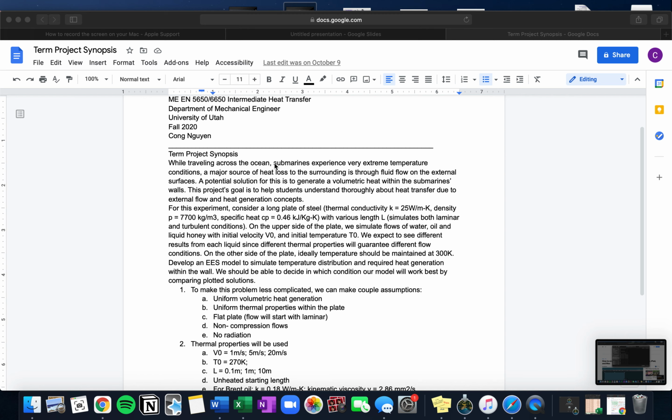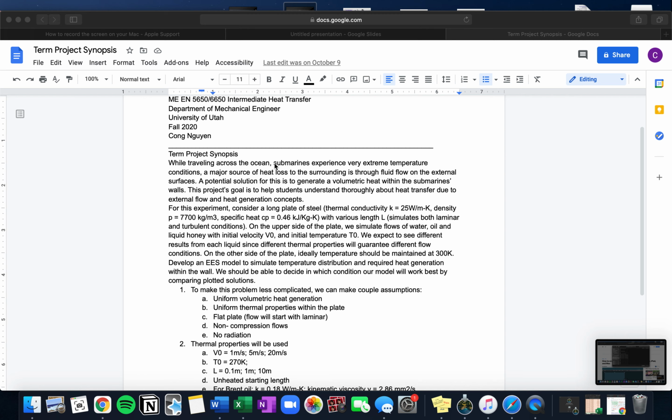This is to simulate the case when submarines travel across oceans, where they will experience very extreme temperature conditions on the outer surface. They will experience some heat loss due to convective heat transfer on the outer surface, and some heat loss due to conduction as well.